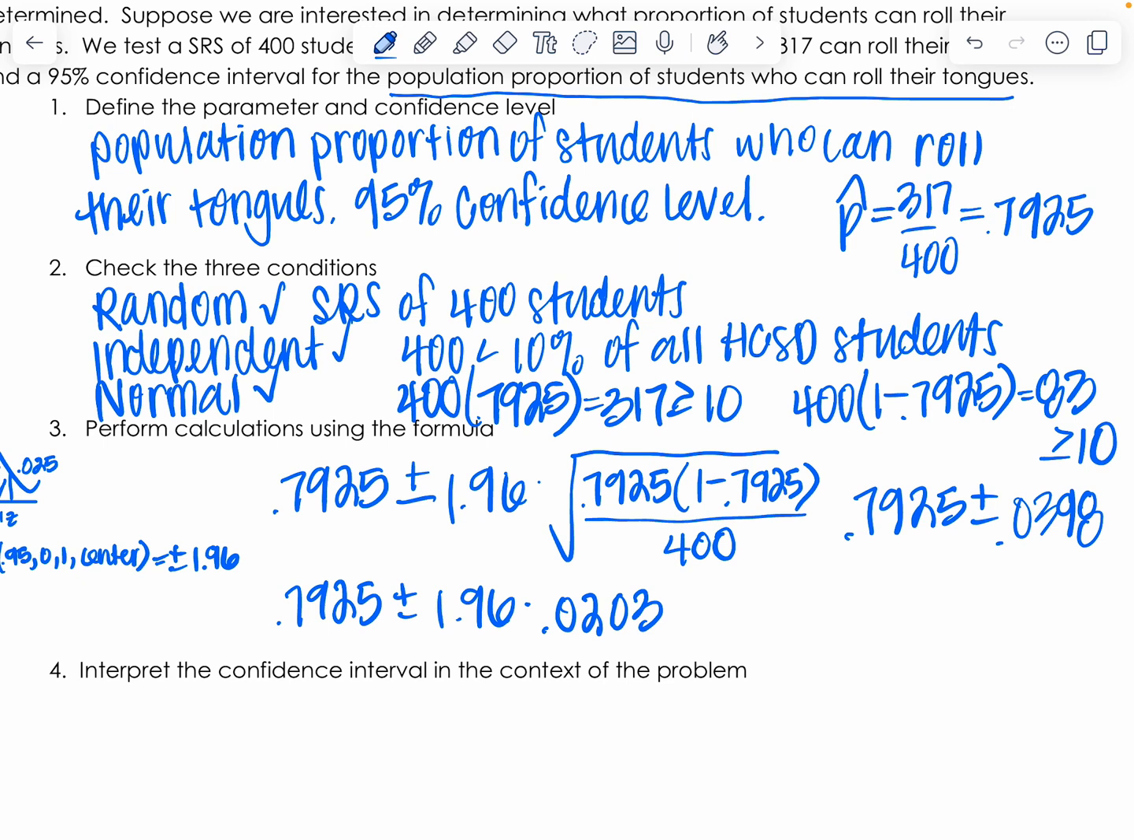Okay, and then I actually add and subtract. So 0.7925 minus 0.0398 is 0.7527, or 75.27%. And then if I add those, I get 0.8323.